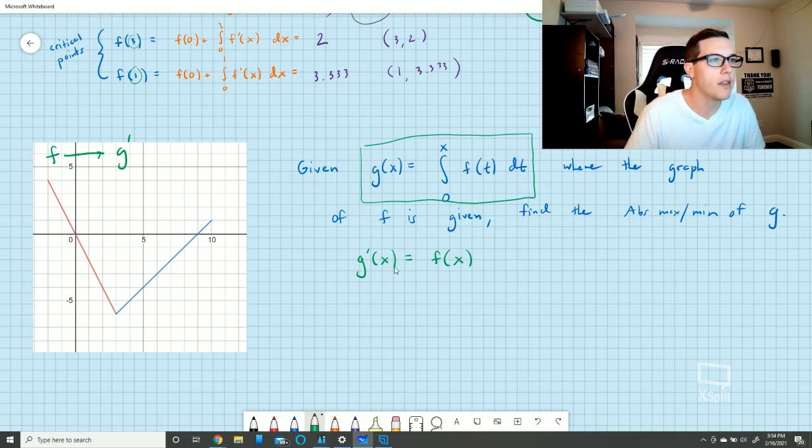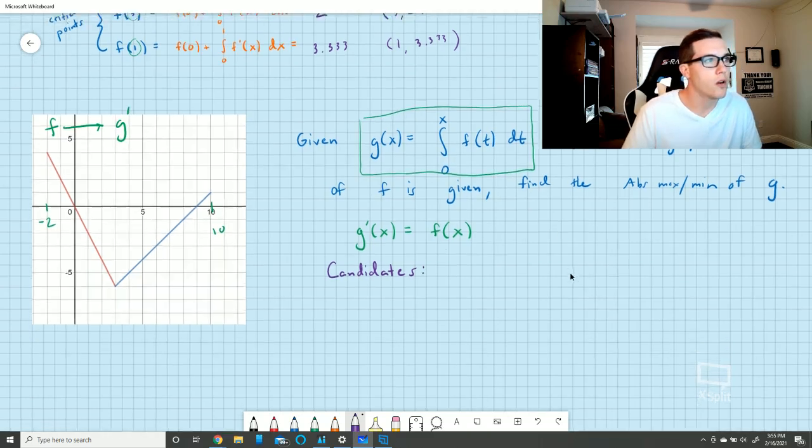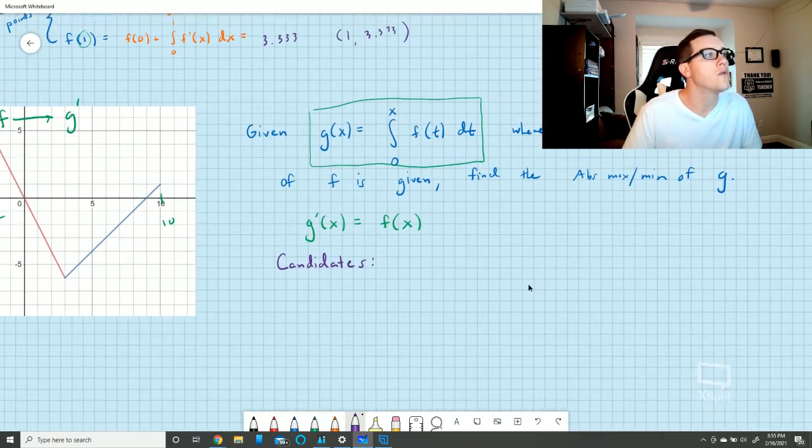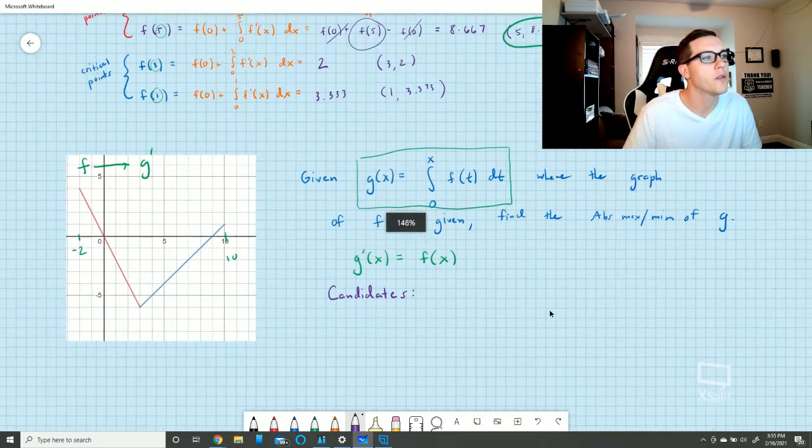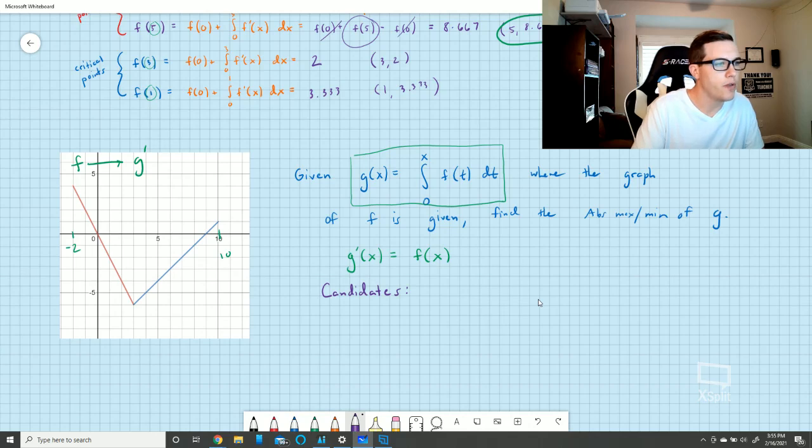All right, so everything goes the same. And I haven't given the interval. Let's just say the interval is included by the graph, so from -2 to 10. If I give you a graph and the graph cuts off, typically the bounds are the ends of the graph. So nothing changes. We start by listing candidates. You have your two endpoints, so we're going to have to find g of -2, and we're going to have to find g of 10.